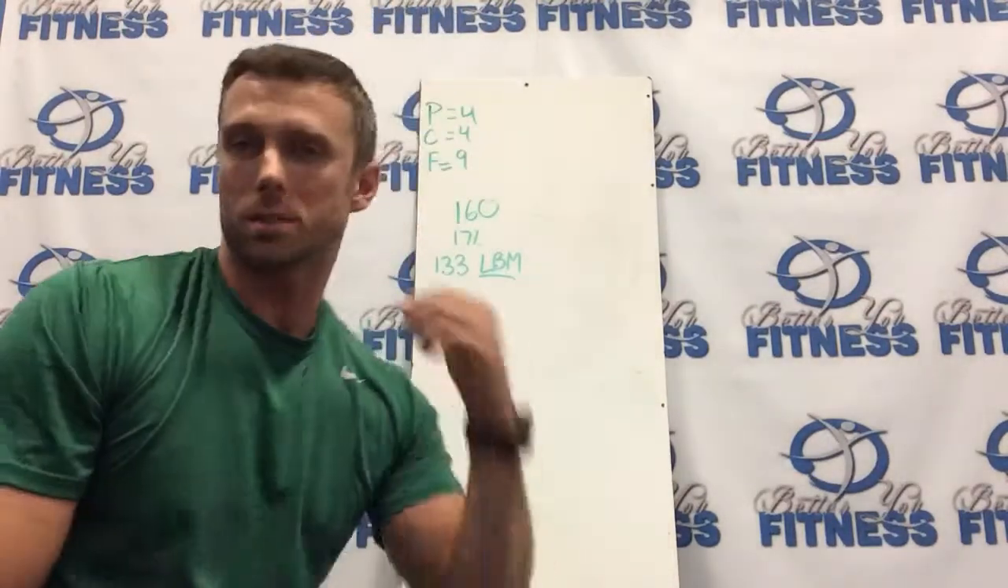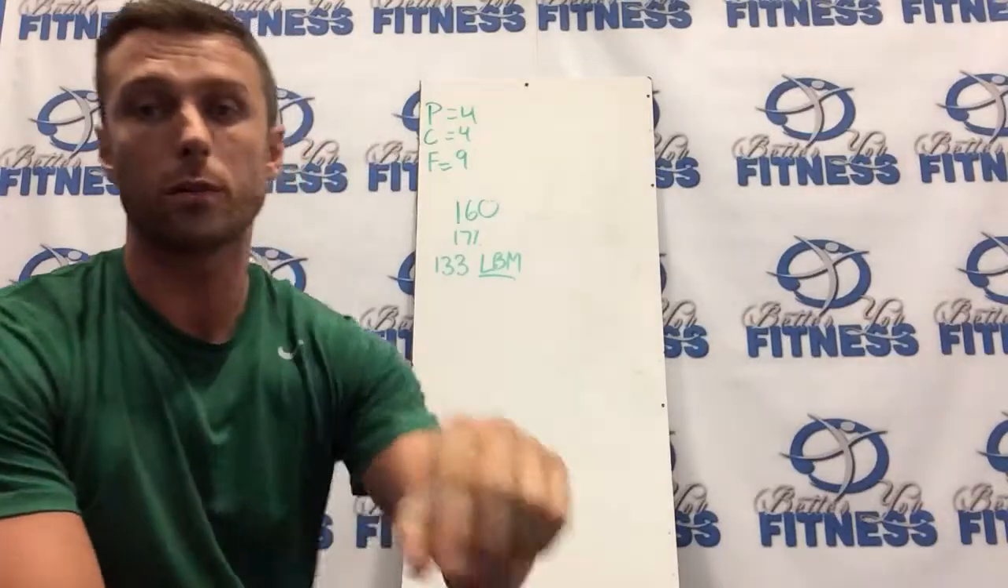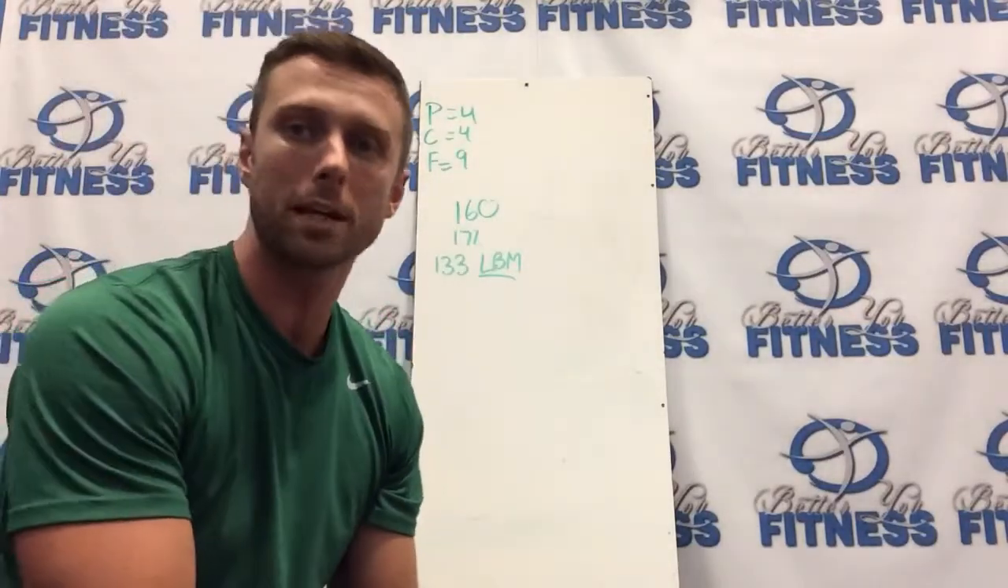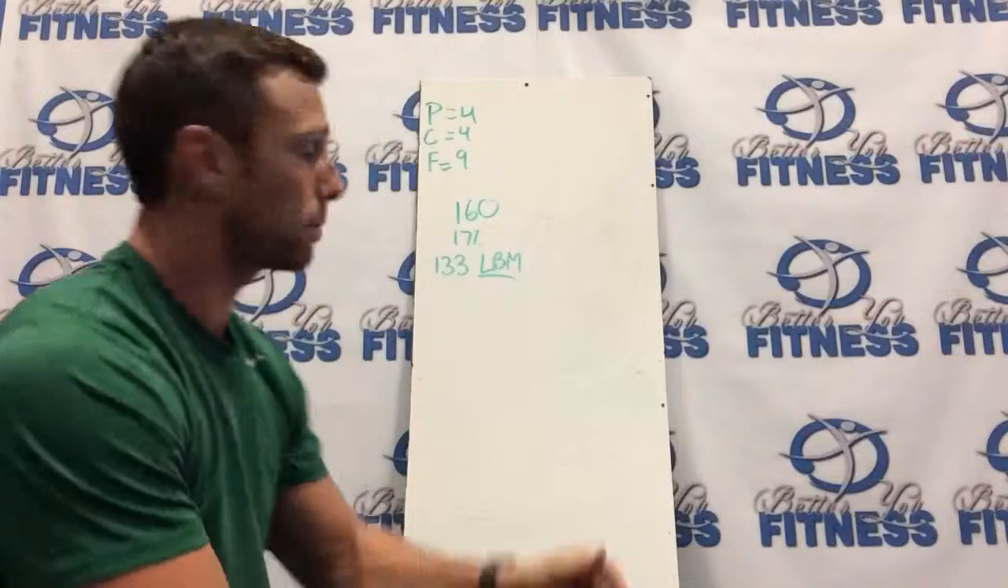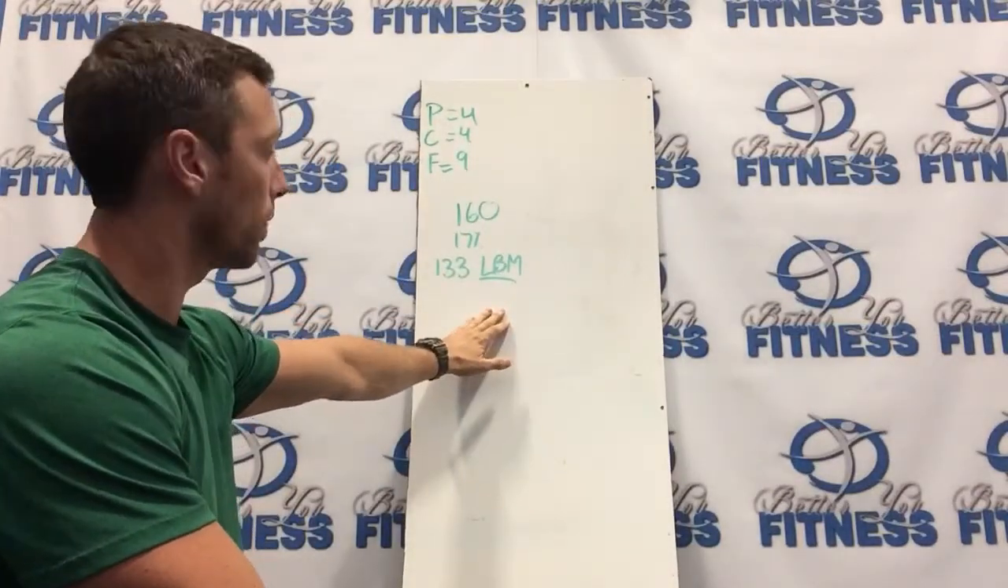All right, guys, so this is video number 6. So we talked about our lean body mass and then how to determine that number. So if you haven't got that number yet or are confused about that, make sure you check back. So we're going to take the same person: 160, 17%, lean body mass is 133.